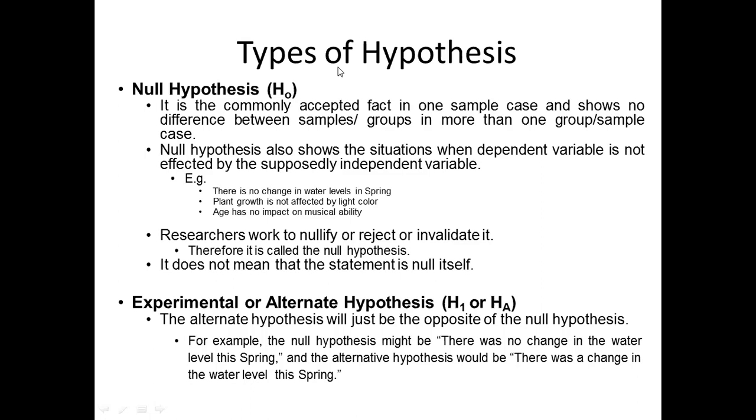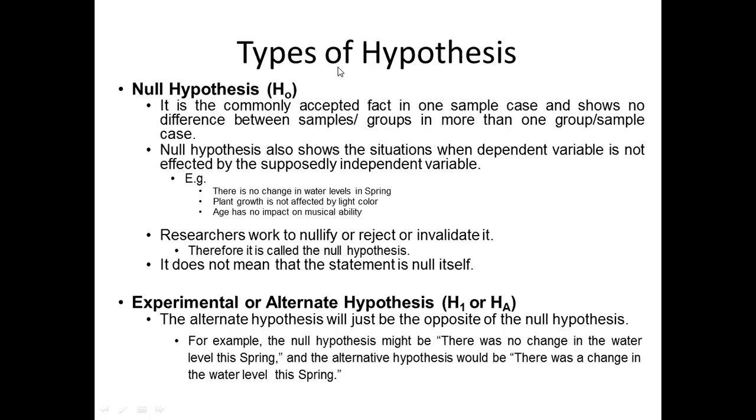For example, we can have some examples of the null hypothesis like that there is no change in water levels in spring, right? So we can see over here as well that if water level is the output or dependent variable and spring, that is the seasons, are the independent variables, then we are saying that the seasons, and particularly the season spring, is not changing the water levels. So this statement can be taken as a null hypothesis.